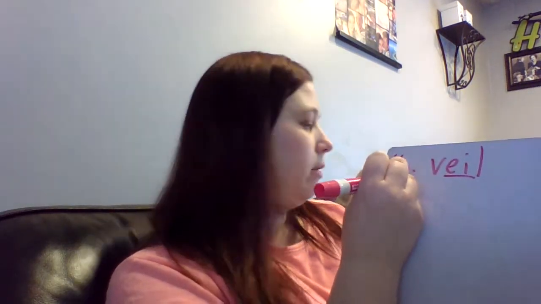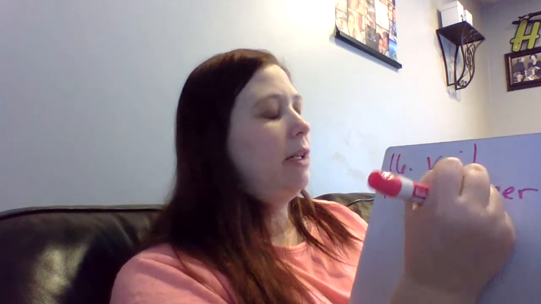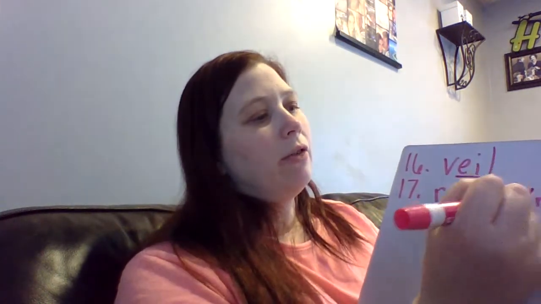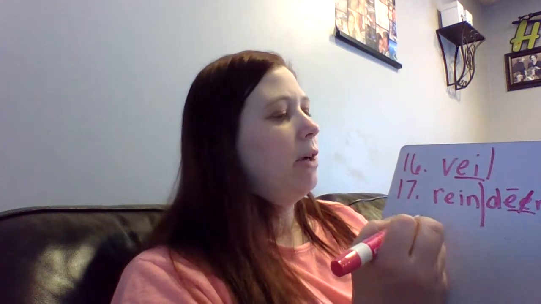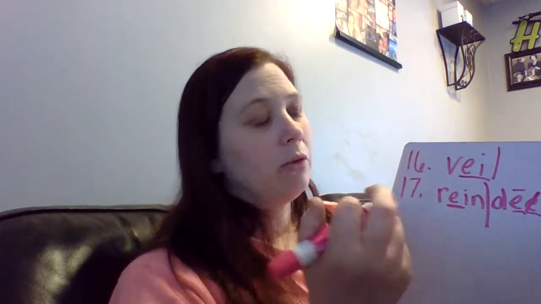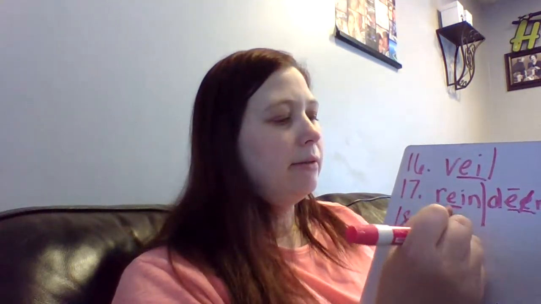All right, number 16, we have veil. So we're hearing that A sound in veil, so we'll just underline our digraph. Number 17, reindeer. This is a compound word. We have rain and deer. We're going to underline our EE digraph, cross off the second E, and our first one gets a macron. And then here we're going to underline our EI one, and it's making that A sound, so nothing else needs to be done. Number 18, ceiling.